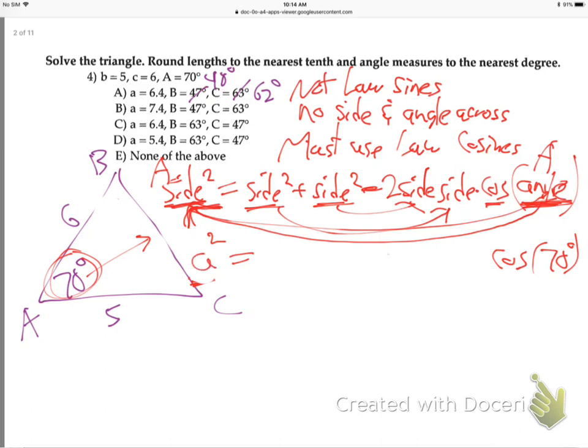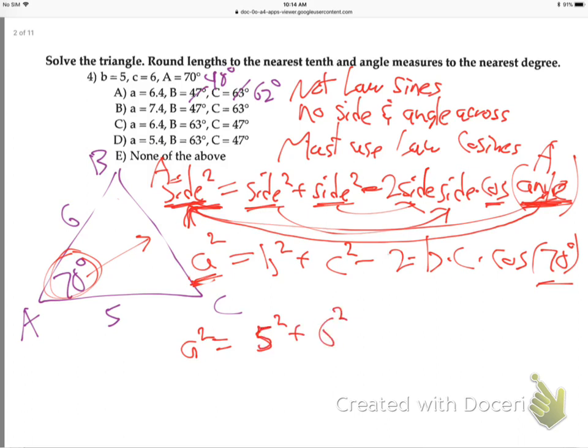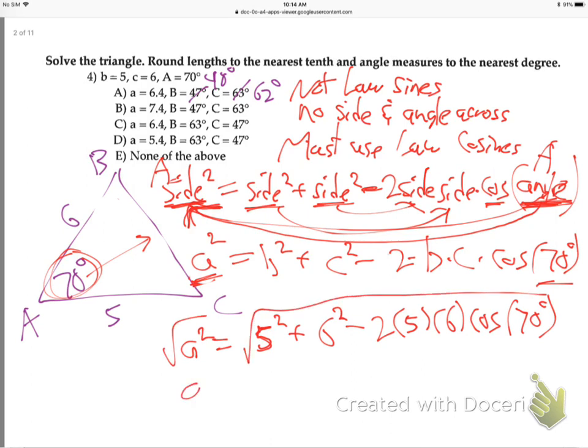All right. So little a squared is little b squared plus little c squared minus 2 times b times c times cosine 70. That angle is the angle across from little a. All right, so a squared is 5 squared plus 6 squared minus 2 times 5 times 6 times cosine 70. You got to square root it to get little a. And I did all that, and I got little a as 6.4, but you want to use more accuracy, right? As we talked about. Minus 60 times cosine 70. Square root. I'm getting 6.36229.